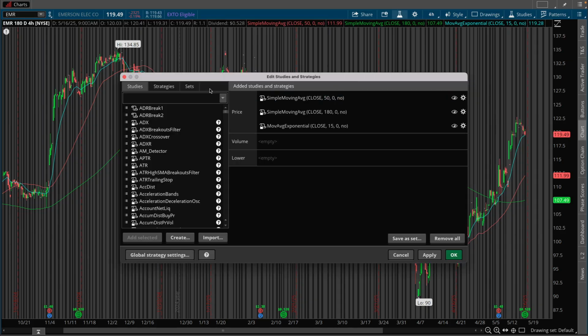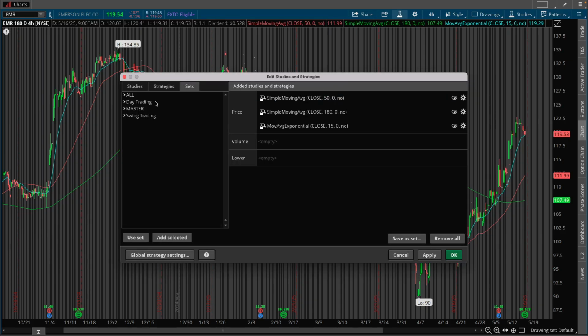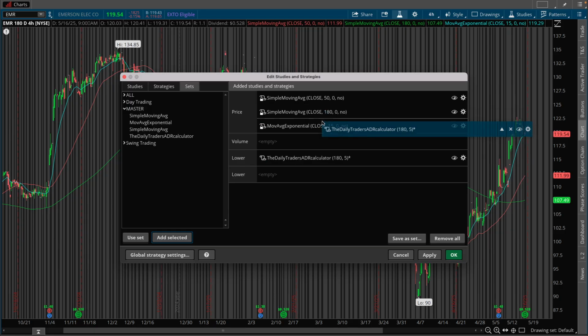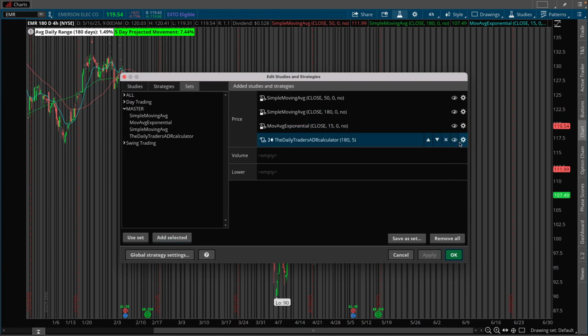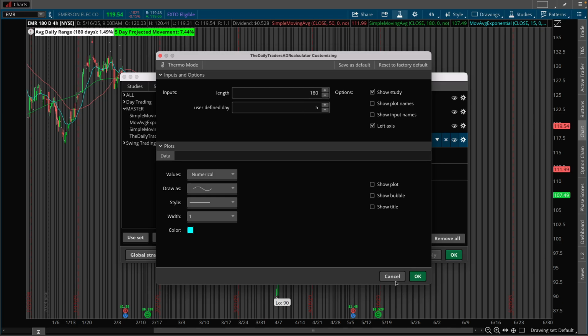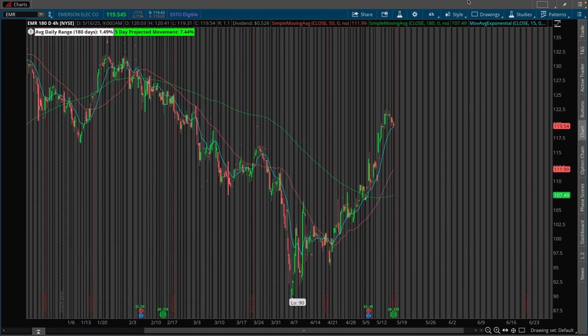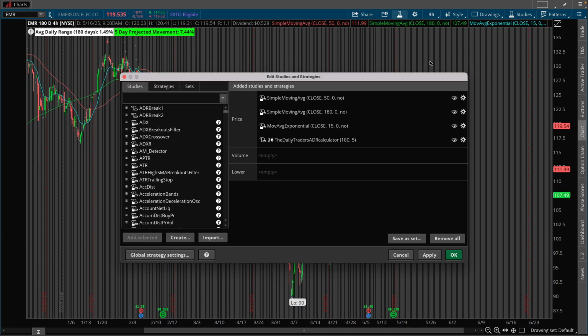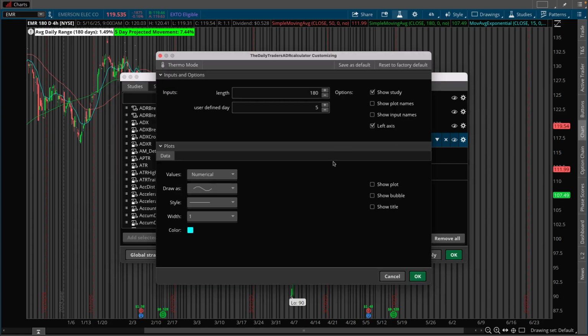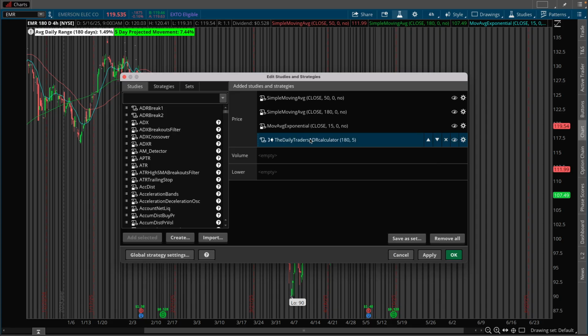One other thing I want to add here is the Daily Traders ADR calculator. We'll add the ADR calculator onto here. And as far as the ADR calculator goes, this is just going to help us set some targets. So again, this is how I used to trade, which I might introduce to the group as far as just trading the small account and swing trades go.